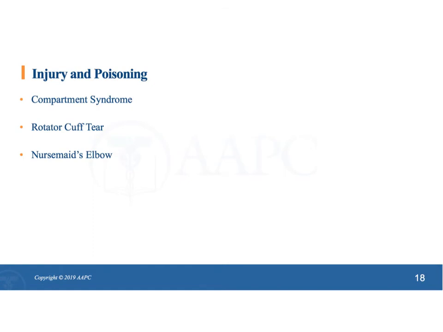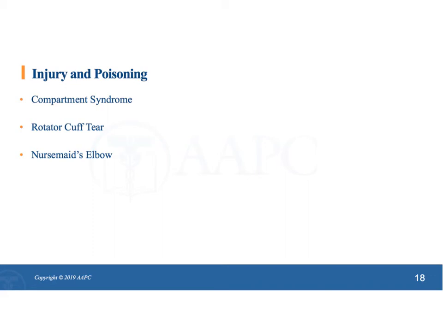Compartment syndrome was discussed earlier and is usually the result of an injury. There is an increased pressure in a confined space, impacting vital structures such as blood vessels and nerves. The rotator cuff of the shoulder is the upper half of the capsule of the shoulder joint, which is reinforced by tendons that have been inserted.